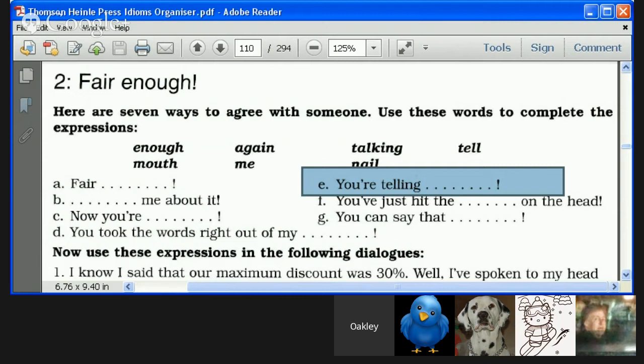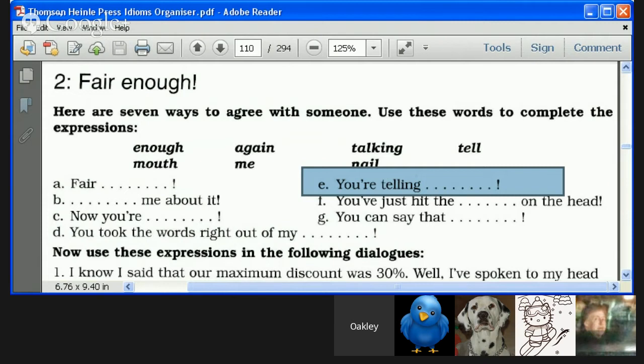Okay, very good. Heidi, how about E? You're telling me. Well, this one requires some serious intonation. You're telling me. You've got to say it that way. You're telling me.